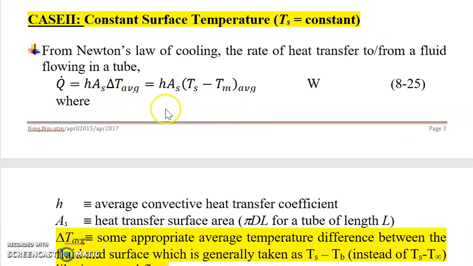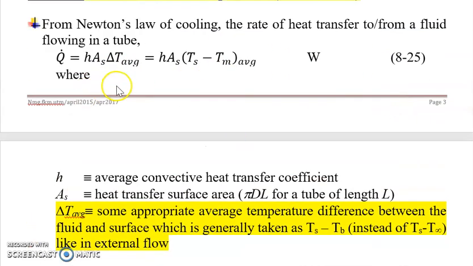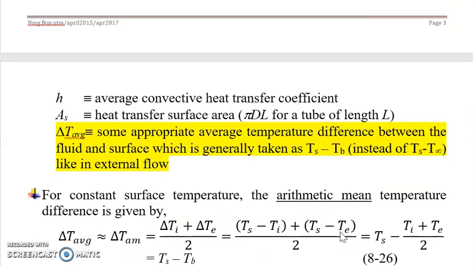So we use Newton's law of cooling. So we have 825. Okay. Here, the delta T average is actually some appropriate average temperature difference between the fluid and surface, which is generally taken as surface temperature minus bulk temperature. The bulk temperature, T subscript B, is the average of inlet and exit of the channel.